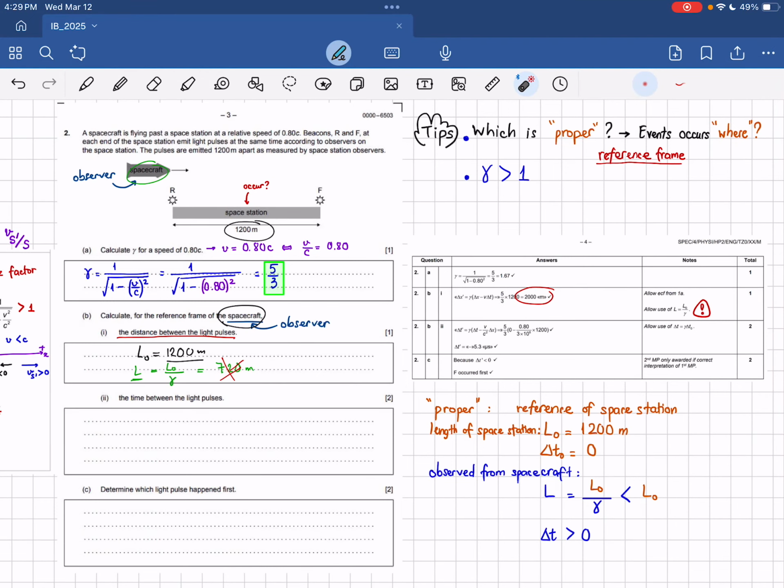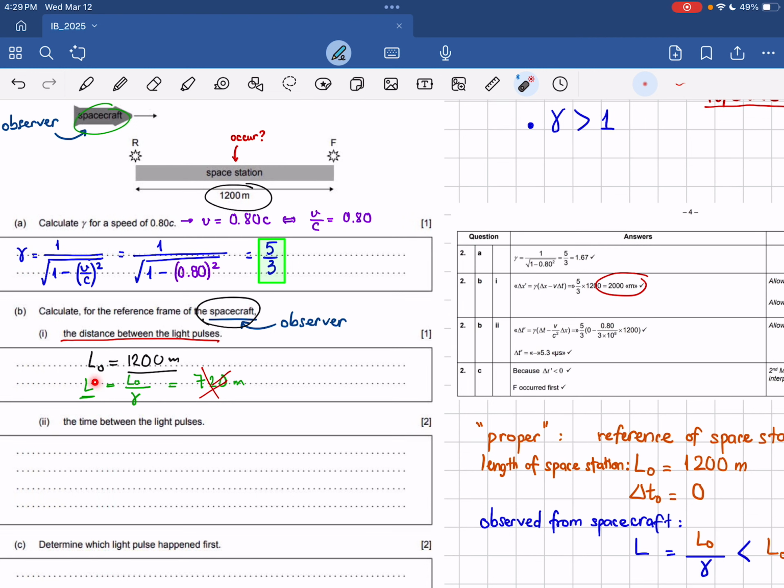Okay, now let's continue from here. We just say that the length that the observer from the spacecraft sees for the space station is not as long as its original length. The proper length is 1,200 meters, but anyone on the spacecraft could see it as really short, just 720 meters. But actually, that's not the distance between the light pulses.